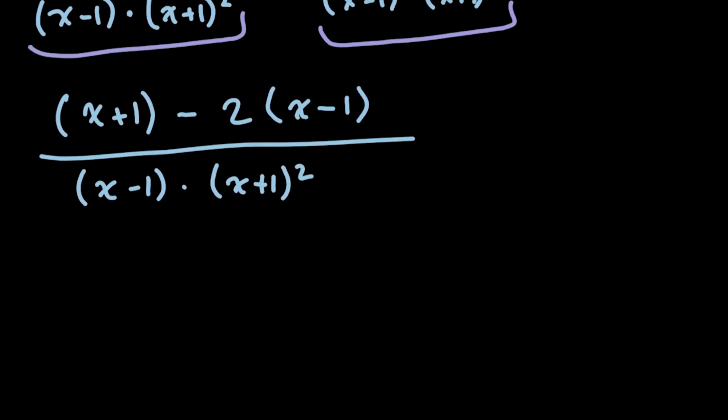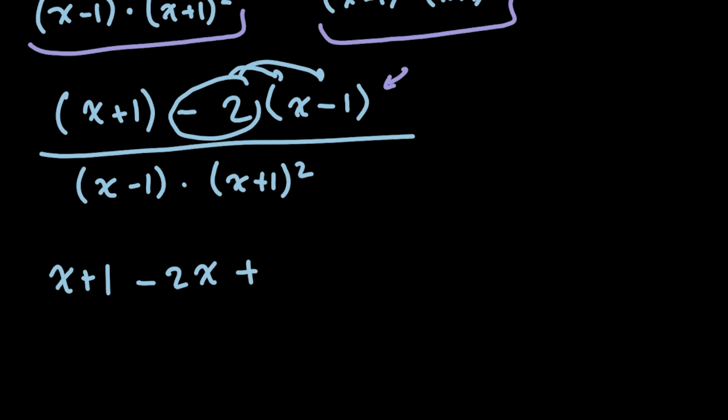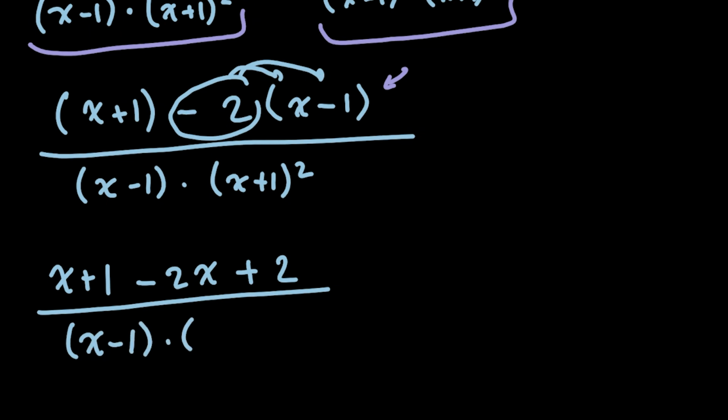As you can notice here, we can just expand or simplify this expression in the numerator. So we'll have x plus 1, and this minus 2 will distribute here and here, so we'll have minus 2x plus 2, because we have minus 2 multiplied by minus 1, over the denominator, which is x minus 1 multiplied by x plus 1 squared.